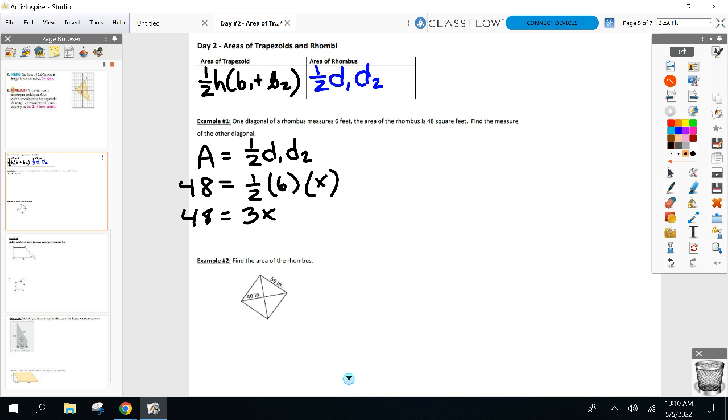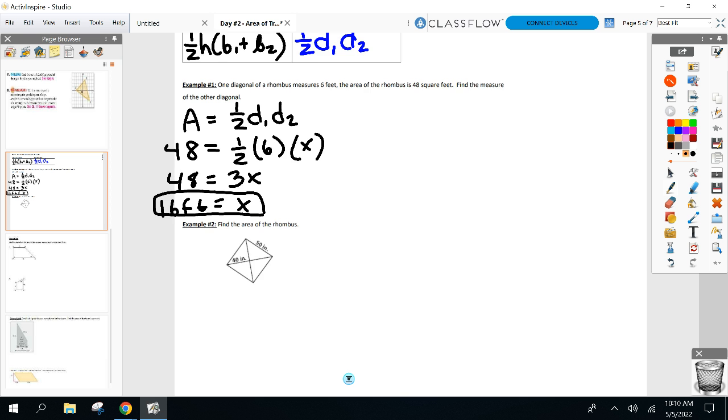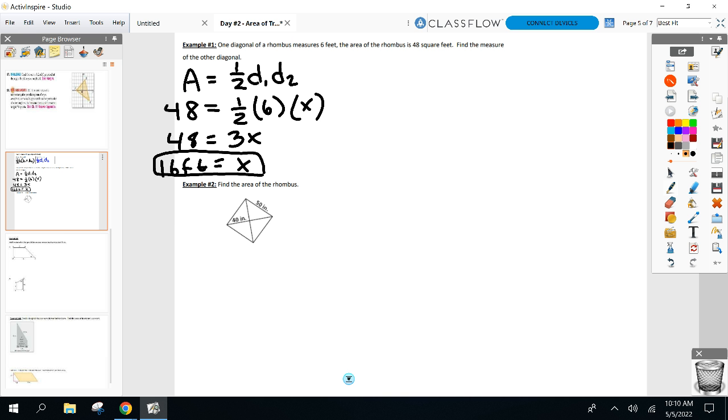And then from here, I don't think we need to talk about what's next. And what are we getting? 16 feet for the other diagonal. All right, all good? Before I hit up example number 2, let me go over a few properties of a rhombus because we're going to need those to help us.